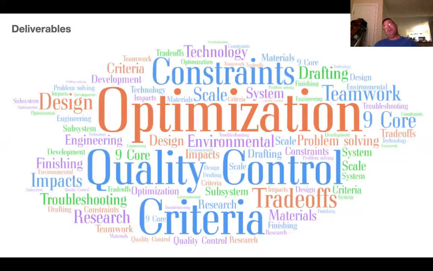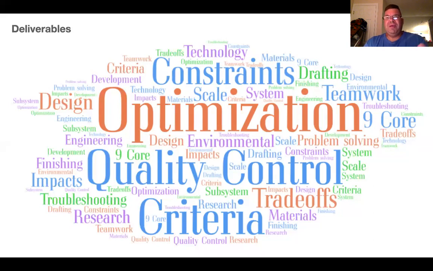Deliverables. So I made a word cloud and put it on here. You can see there's quite a few of the terms that we use in class. The point of this is to tie everything together, and that's why I wanted to put a word cloud on here. Obviously, the biggest word is optimization. We're going to make a process and see if we can make it work as good as we possibly can, working within the criteria and constraints, right?